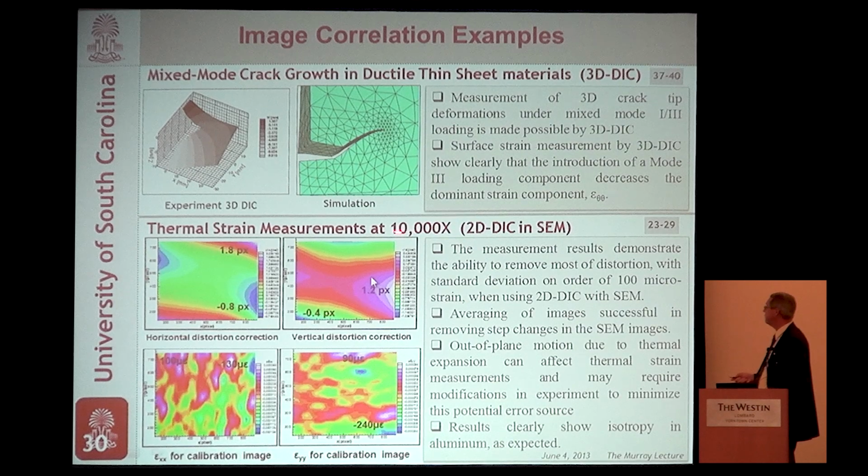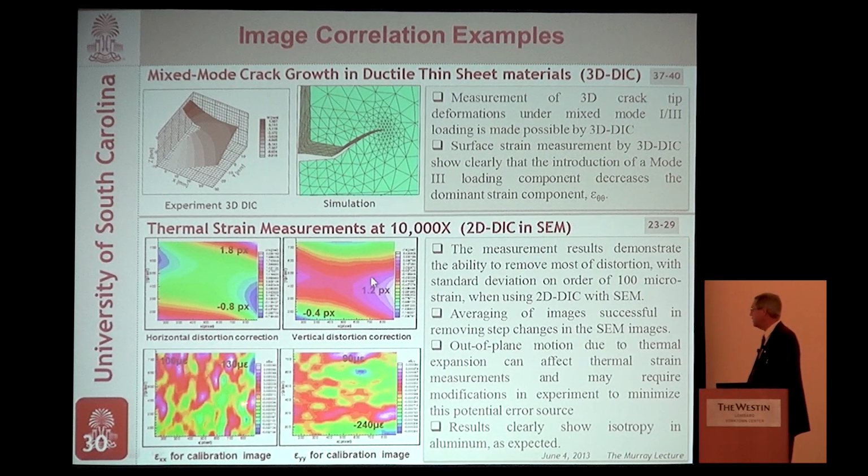Here's some thermal strain measurements at 10,000 X. Field of view here is about 40 microns by 40 microns. You can see the type of distortions that you have to correct for in a scanning electron microscope. If you don't correct for those, they add error. That's error in your data. This is not strain induced. This is because of the imaging method.